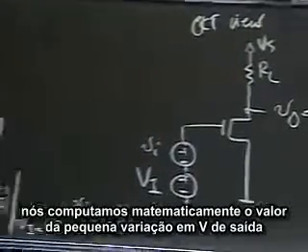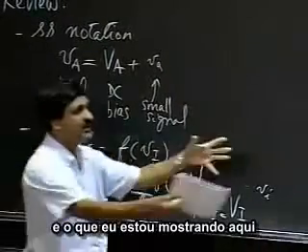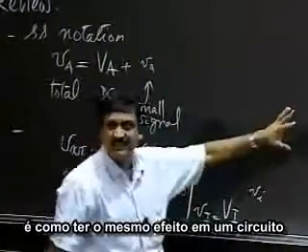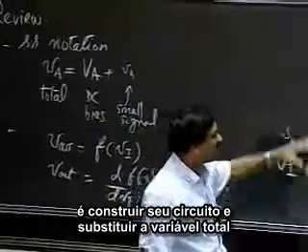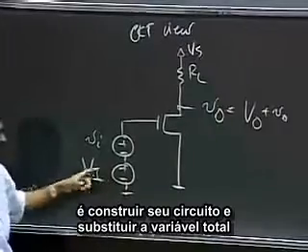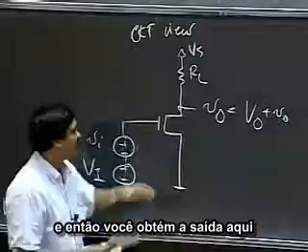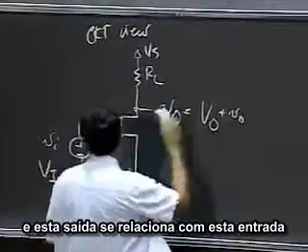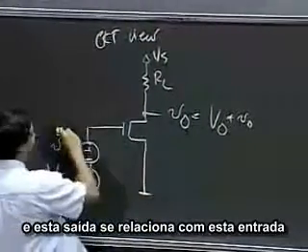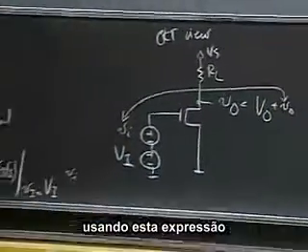So what we've done here is mathematically computed small v out. And what I'm showing you here is, to get the same effect in a circuit, you build your circuit and replace what used to be a total variable with a DC bias plus a small change. And then you'll get your output here. And this output will relate to this input using this expression.